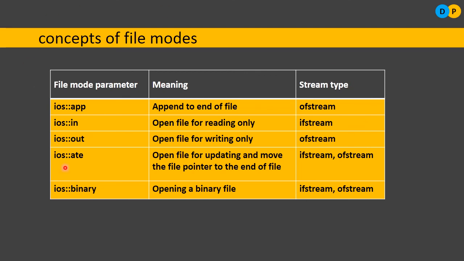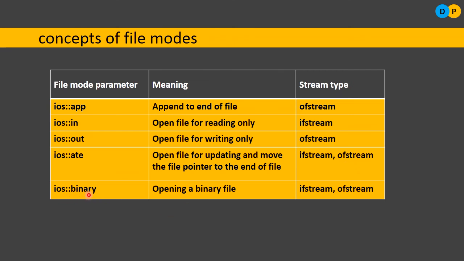And the fourth mode is ios::ate, nothing but at the end. Okay, so what is the use of this particular mode? If you would like to open a file for updating, or else move the file pointer to the end of the file. Okay, there is a concept called the file pointer. If you want to move the file pointer, either the put pointer or get pointer, to the end of the file, then that can be done easily with the help of the ios::ate mode. Okay, this mode is supported by both the streams, ifstream and ofstream.